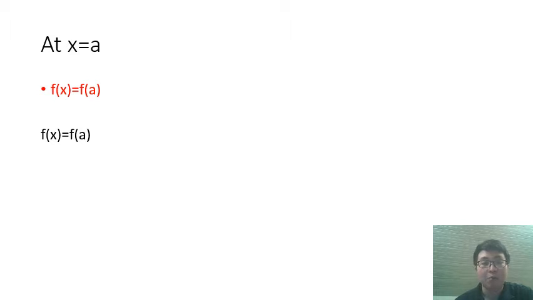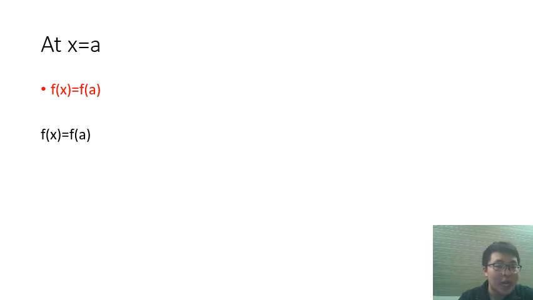And when I move to a different point, x equals a plus delta x, a tiny distance away from this given point, my approximation fails. But it's a good starting point. Let's start from here. So we have f(x) equals f(a).